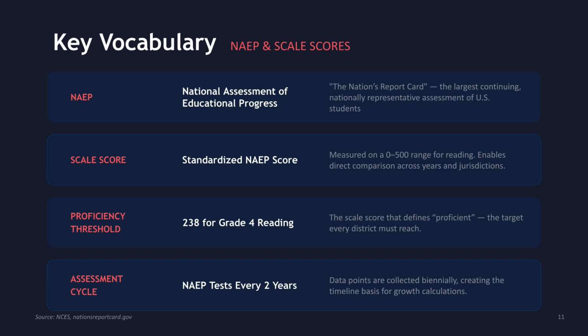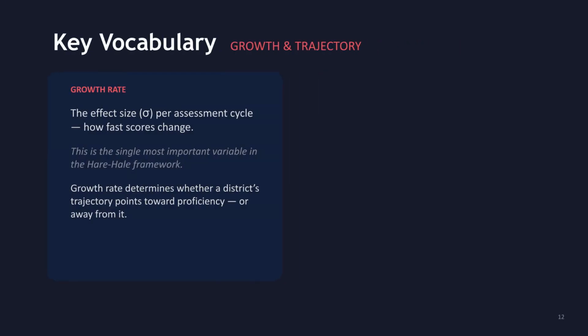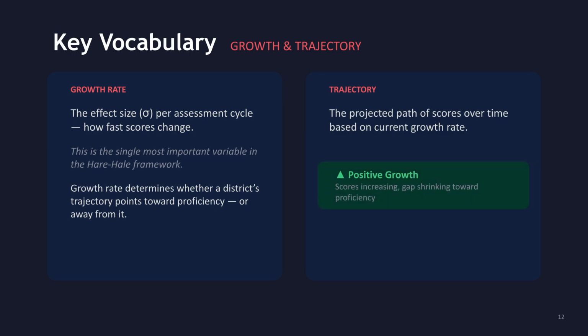The proficiency threshold for grade 4 reading is 238. The assessment cycle occurs every 2 years, providing data points for growth calculations. Growth rate, expressed as sigma, is the effect size per assessment cycle and the single most important variable in the Hare framework. Trajectory is the projected path of scores. Positive growth means scores are increasing toward proficiency, while negative growth means the gap is expanding.